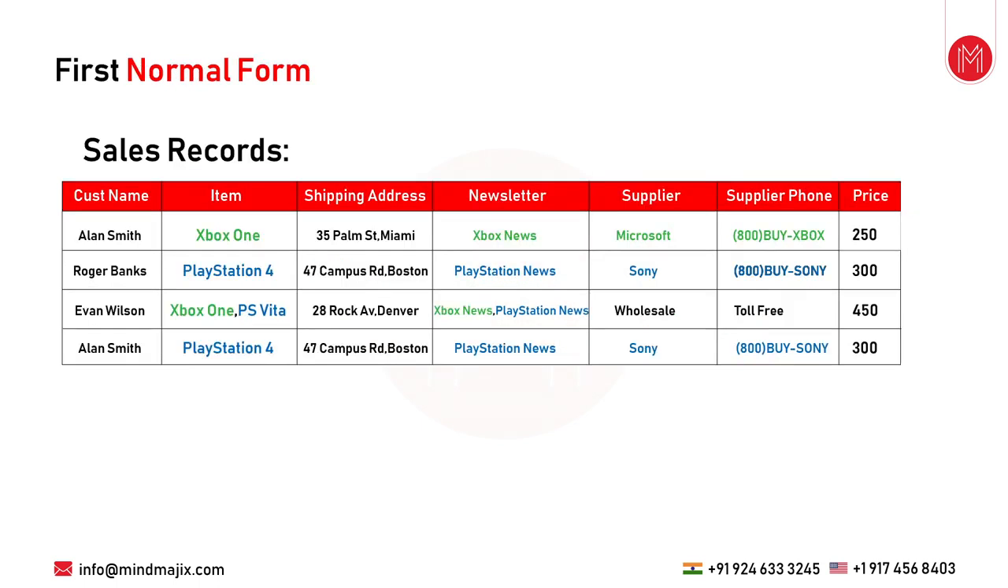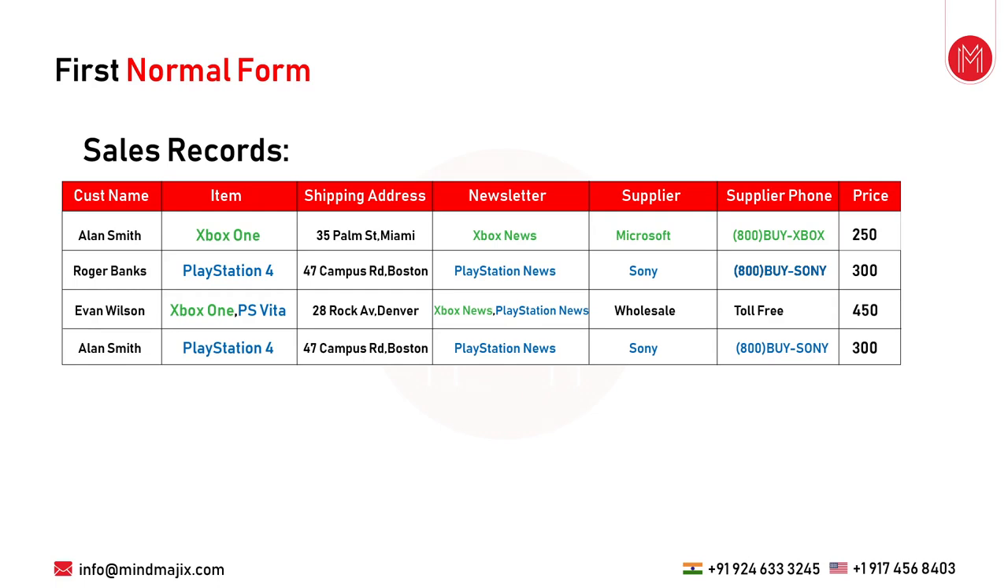Second, each entry in the columns is of the same type. Now over here, before normalization, the entries in the supplier column were not of the same type. You can see instead of a phone number, it was written toll free. Instead of supplier, it was written wholesale. Now you can see all the values in the columns are of a similar type.